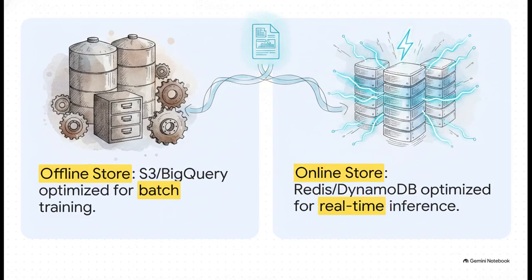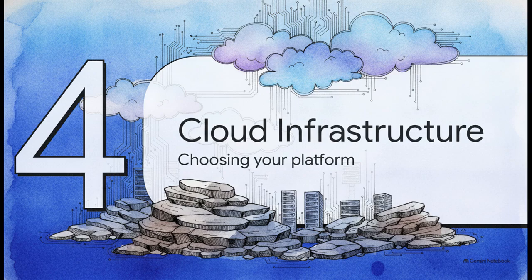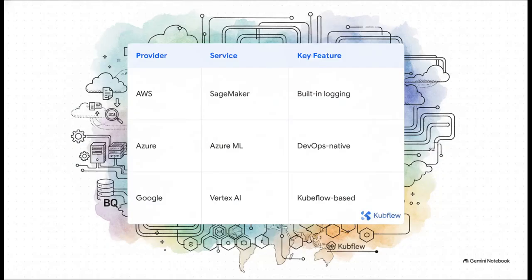Which brings us to Section 4, infrastructure and cloud platforms. The absolute bedrock of your MLOps practice relies on choosing the right cloud strategy. When we compare the managed pipeline services of the top hyperscalers, some pretty distinct differences emerge.